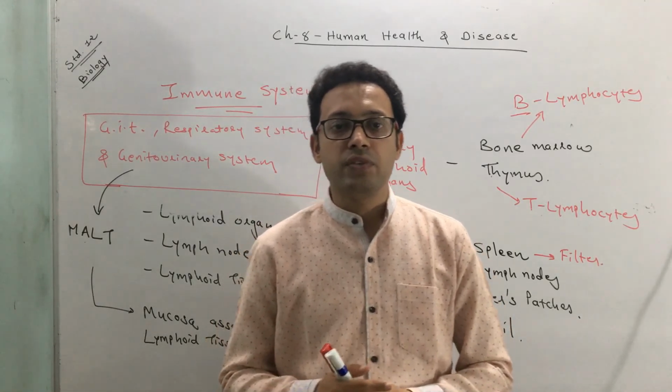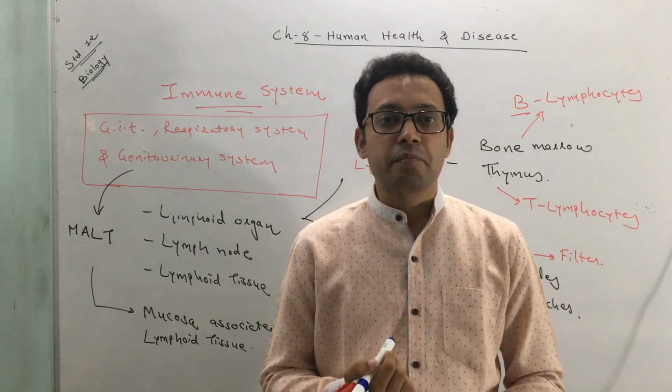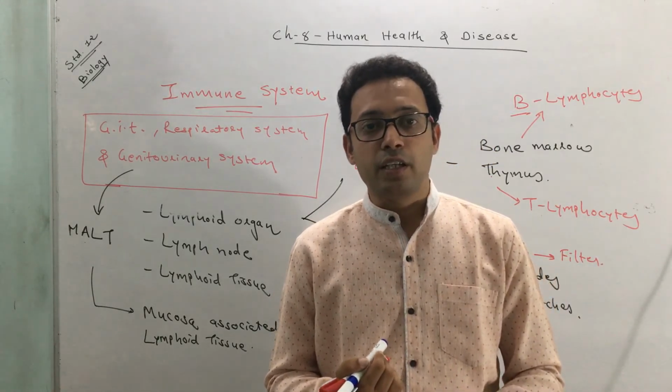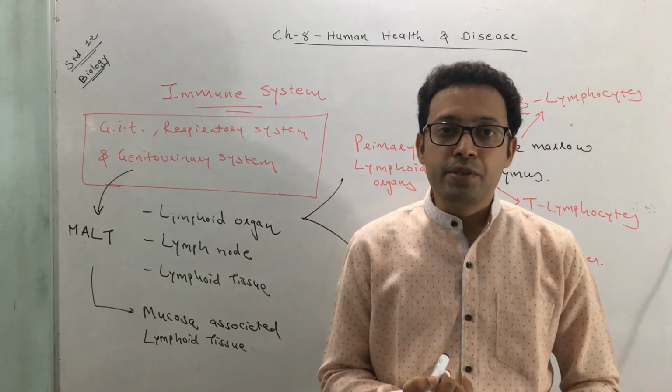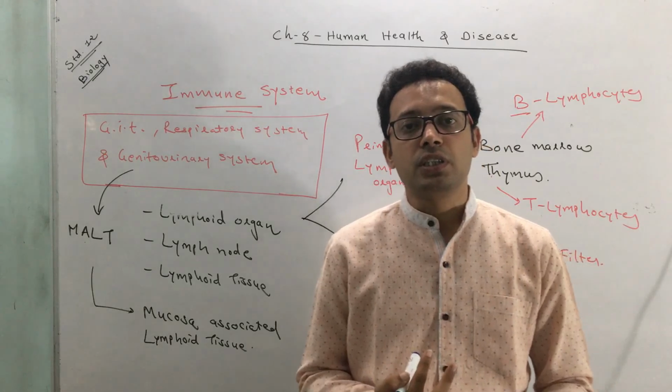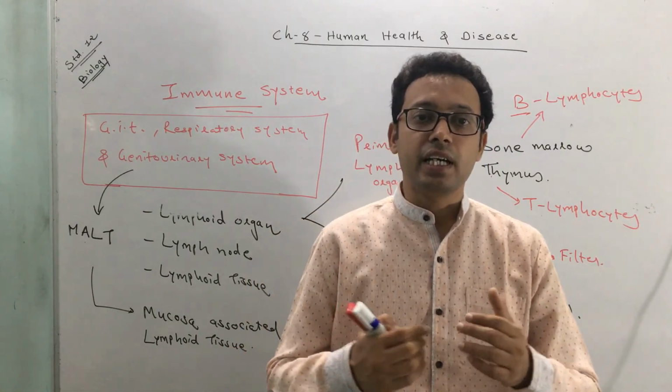So in today's lecture, we have discussed active immunity and passive immunity, vaccination and immunization, allergy, autoimmunity, and we have also discussed the immune system in our body. So that's all about immunity in our body.